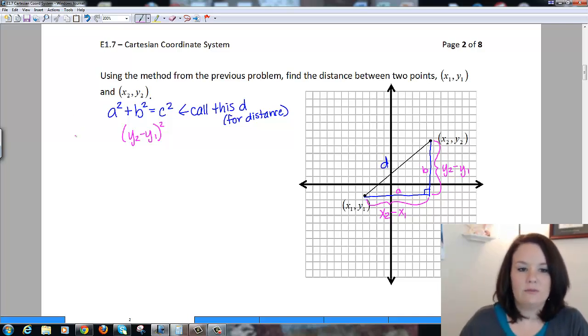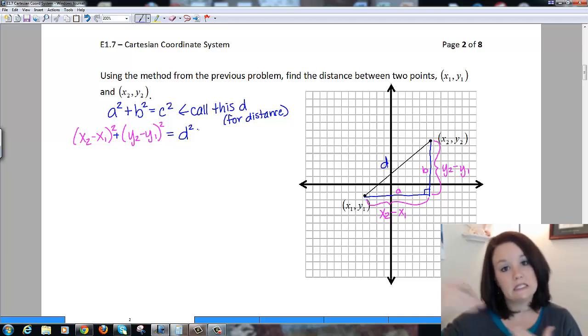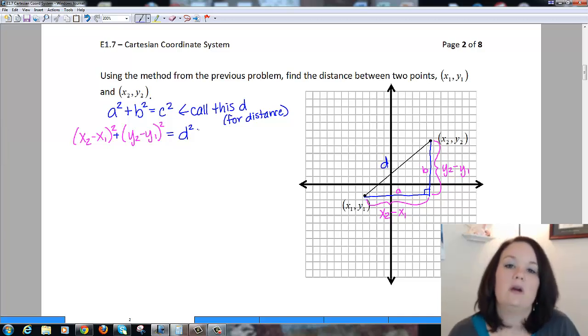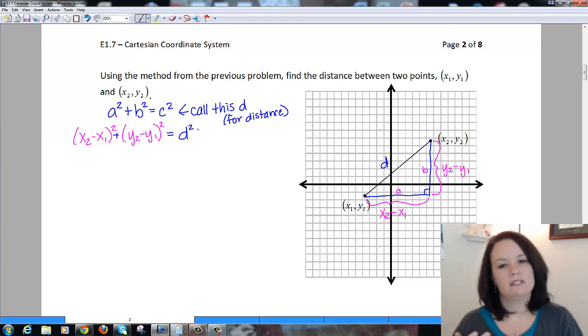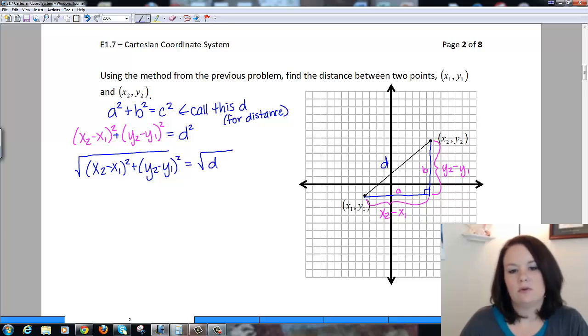So I'm going to plug that in. I have x2 minus x1 squared. And then just like before, once I know what those values are, if I add them together, that should equal my c squared, which in this case we're calling d for distance, my distance squared. Then when we want to get distance by itself, we don't want to solve for d squared, we want to solve for d. So remember, we took the square root of both sides. So I have x2 minus x1 squared plus y2 minus y1 squared equals the square root of d squared.